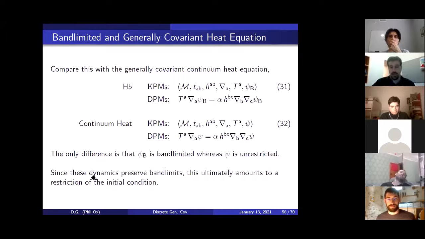And since these dynamics, if you look at the continuum heat equation, preserve band limits, like plane wave solutions evolve to plane wave solutions, right? Ultimately, this just amounts to a restriction of the initial condition. If I have a continuum heat equation plus a restriction that the initial condition is band limited, that's equivalent to H5, right? And then I discretize my theory just by putting an extra condition on my initial condition.